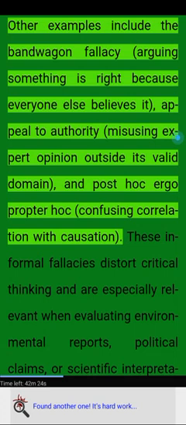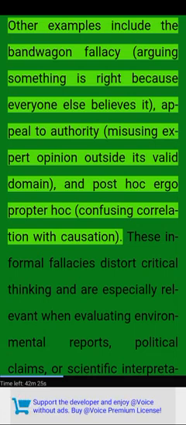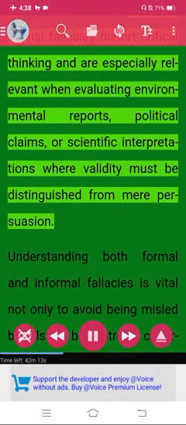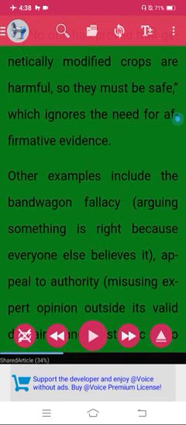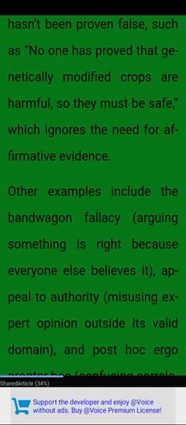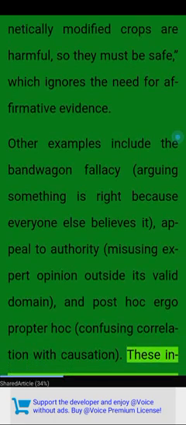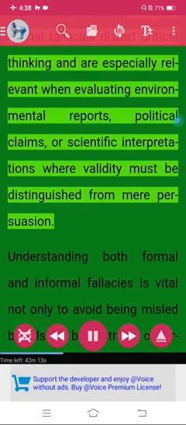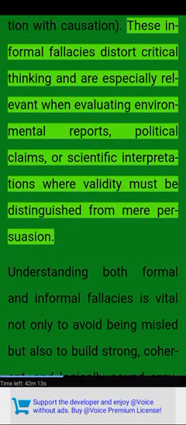Other examples include the bandwagon fallacy, arguing something is right because everyone else believes it; appeal to authority, misusing expert opinion outside its valid domain; and post hoc ergo propter hoc, confusing correlation with causation. These informal fallacies distort critical thinking and are especially relevant when evaluating environmental reports, political claims, or scientific interpretations where validity must be distinguished from mere persuasion.